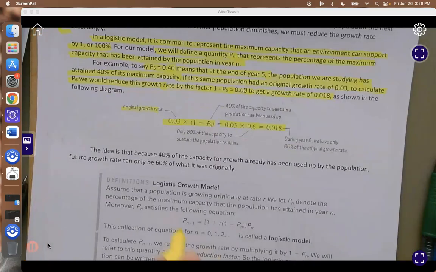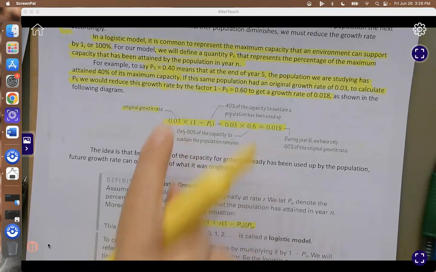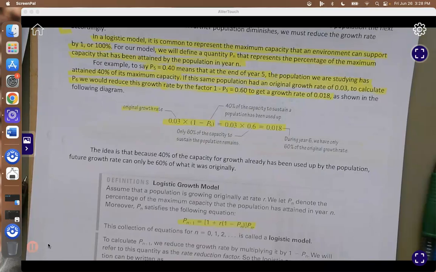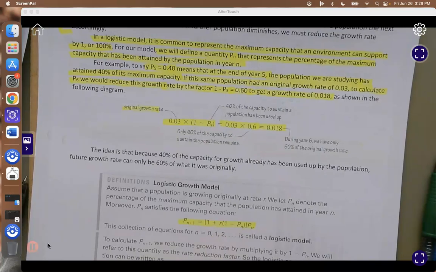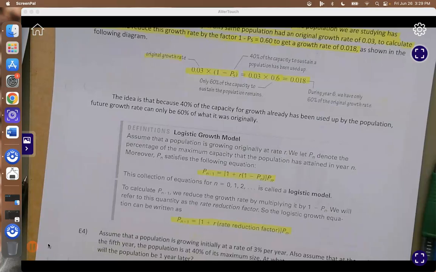Okay, so your logistic model is, to get the next year, you do 1 plus the original growth rate times 1 minus the previous year's capacity, times that number, like we did just here. It simplifies once you do that to that. So let's do some problems. This will make more sense when we actually do problems.